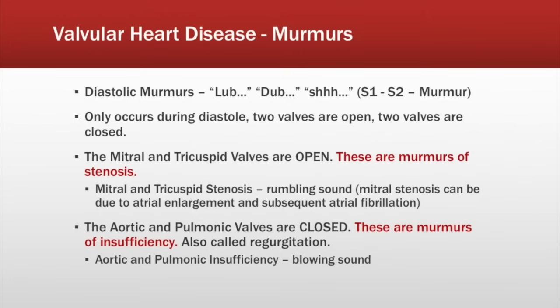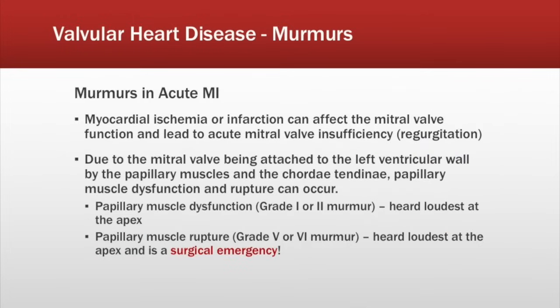Some murmurs can happen acutely, they can happen chronically, and you need to determine on the test if this is acute and if you need to treat it. So murmurs in acute MI include myocardial ischemia or infarction and can affect the mitral valve function and lead to acute mitral valve insufficiency. Due to the location of the mitral valve, which is attached to the left ventricular wall by papillary muscles and the chordae tendineae. Papillary muscle dysfunction and rupture can occur, which will cause dysfunction or muscle rupture. The papillary muscle rupture is, again, like I mentioned before, a surgical emergency. These are both heard loudest at the apex.